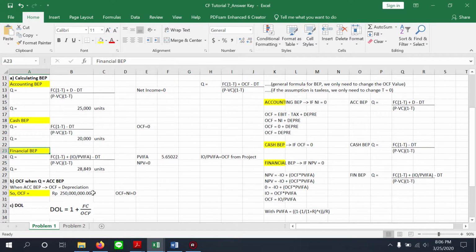Now, moving to the financial break-even. In financial break-even, you try to make sure that the project you're investing in will give you a financial benefit of zero, or basically an NPV of zero. In the formula, you can see the initial outlay divided by the present value factor. That is the OCF from the project, or at least the least amount of OCF you need so that you will break even.